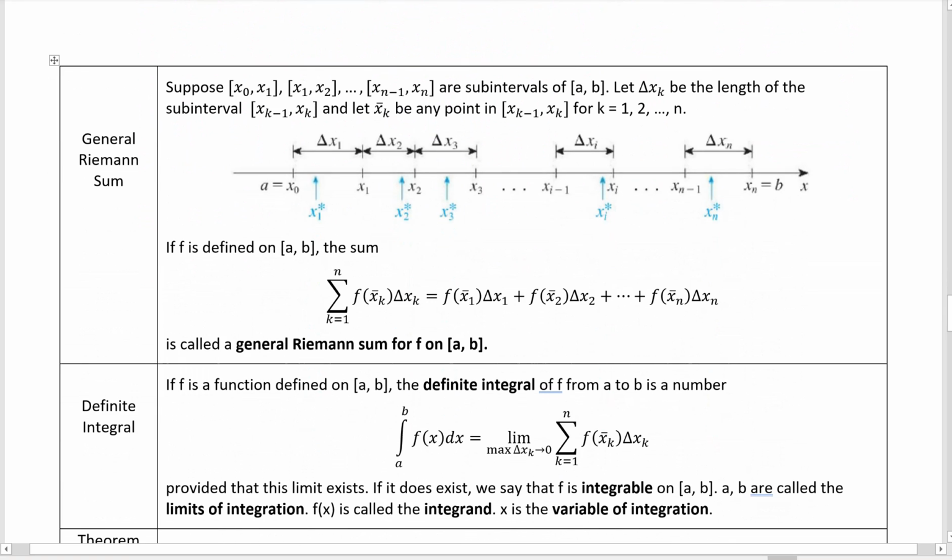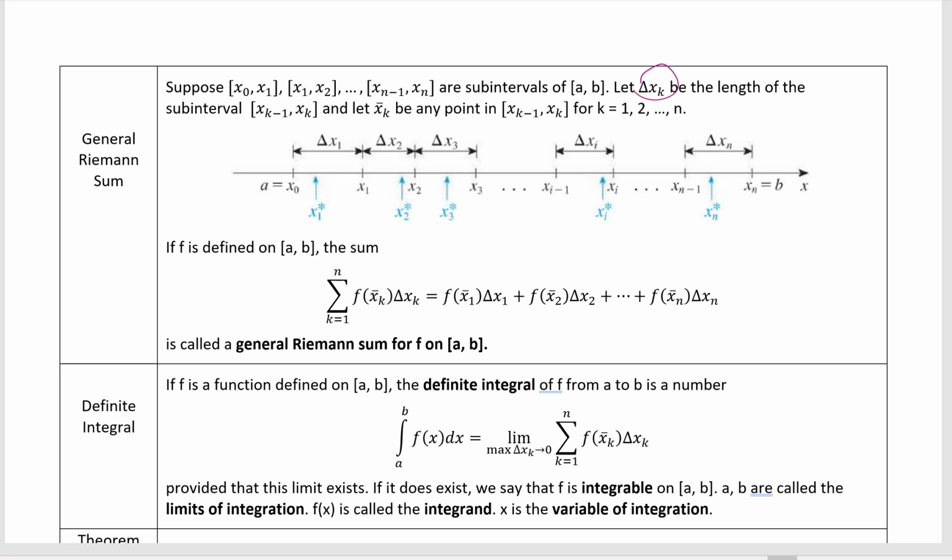All right, so let's conclude with the general Riemann sum. What we have done is divide the interval into n equal subintervals. What happens if we don't divide it into equal width subintervals? In general, we can divide it into n subintervals that don't need to be the same width. Let change of x sub k be the length of the subinterval from x sub k minus 1 to x sub k, and let x sub k bar be any point within that interval.